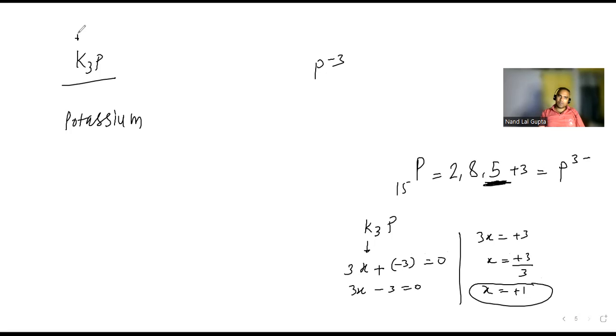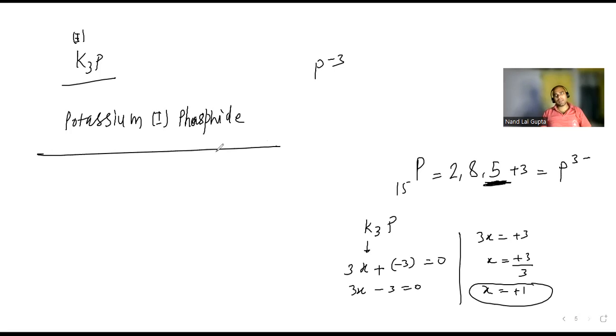Here you need to write the Roman numeral 1. So potassium 1. And phosphite. Potassium 1 phosphite. Phosphide, because it's a negative base. IDE is the simple ending, na? Chloride, bromide. But phosphorus, that is phosphide.